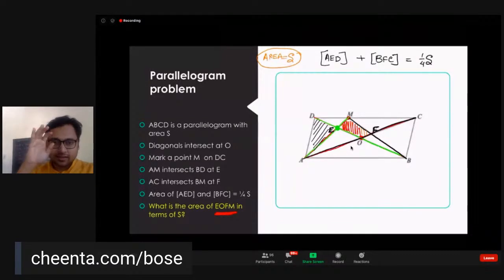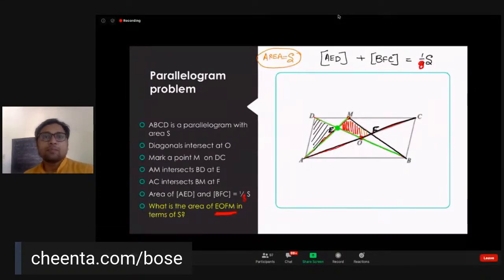So what is the area of quadrilateral EOFM? This is given data: AED plus BFC, actually it's 1/8 of S. I'm sorry, this is 1/8 of S. AED plus BFC is 1/8 of S.